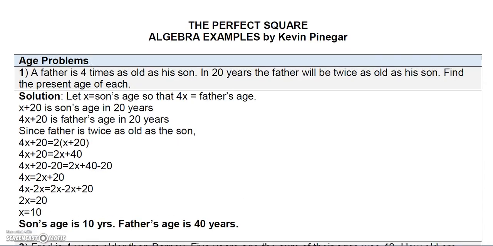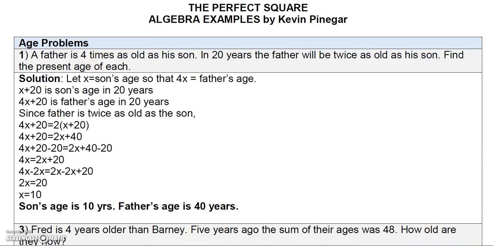Okay, the next couple of problems involve ages. It says here a father is 4 times as old as his son. In 20 years, the father will be twice as old as his son. Find the present age of each. So we need today's age.